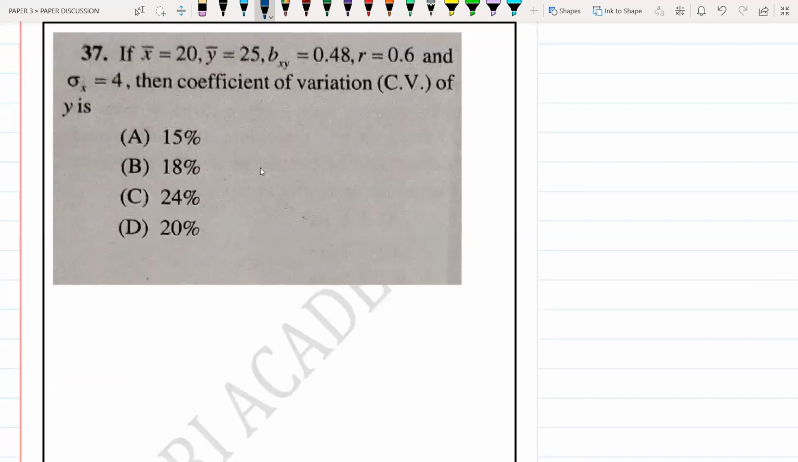Next question, 37. 37 is another interesting question. Coefficient of variation of y they are asking. It is nothing but standard deviation of y divided by y bar into 100. Here we are given y bar. No standard deviation, but bxy, byx value is there.